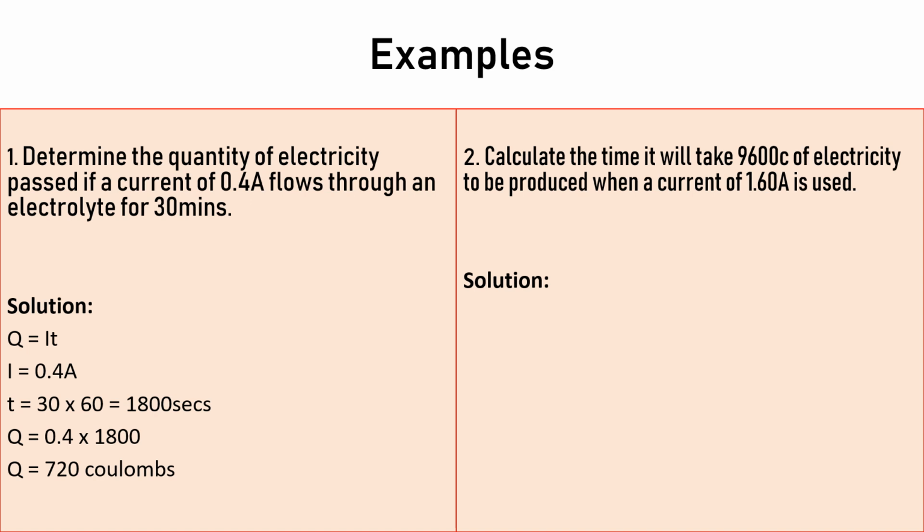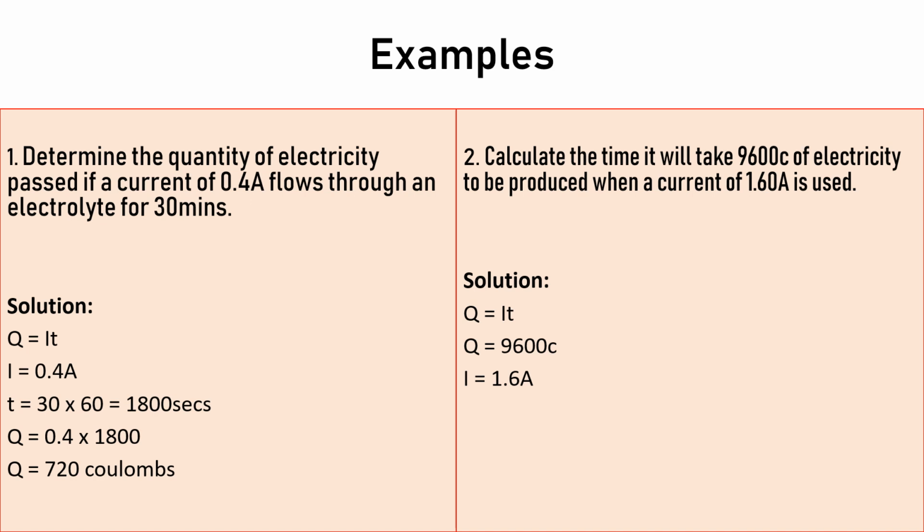We are going to use the same formula we used to solve the first example, which is what? Q equals IT. But in this case, we have been given the quantity to be 9600 coulombs and we have been given the current to be 1.6 amperes. So we are looking for time.